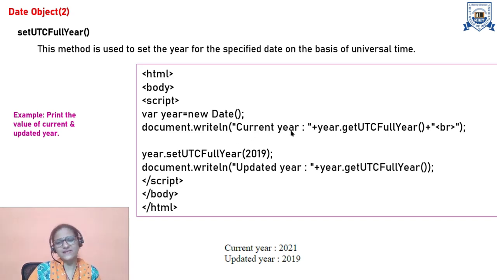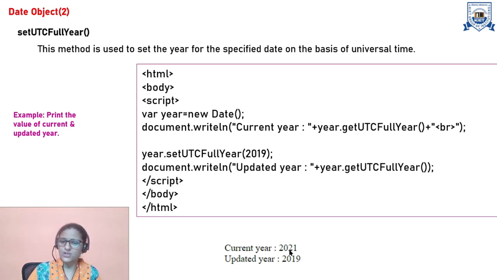So how to print the current year? For retrieving we have to use get. So year has got all the features of date, so we can retrieve anything with the help of this date object. We have retrieved from year, that is getUTCFullYear, and it will display the full year which is present at the universal time calendar. Whatever it is showing, the current full year, it will display.